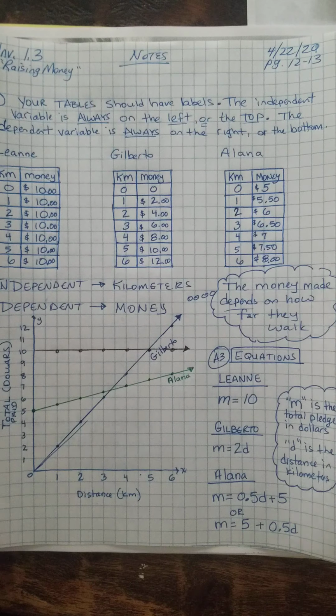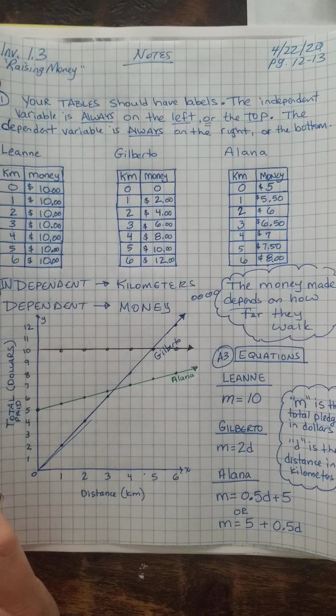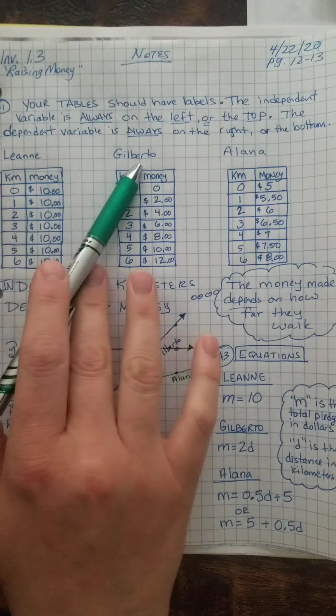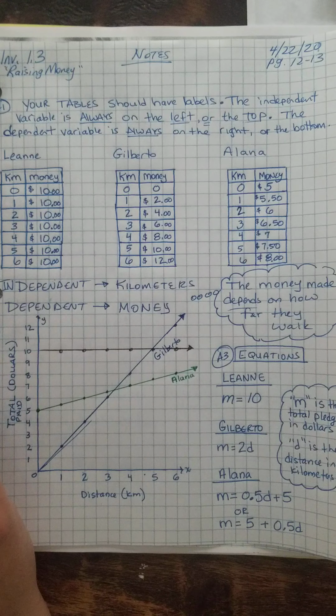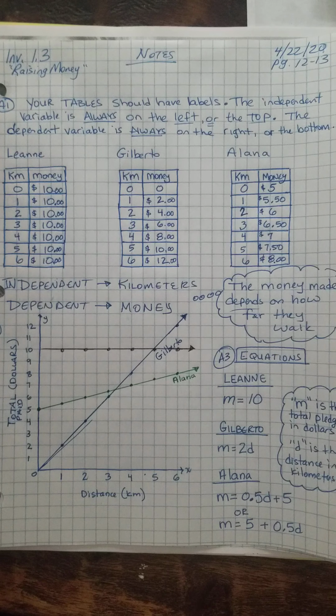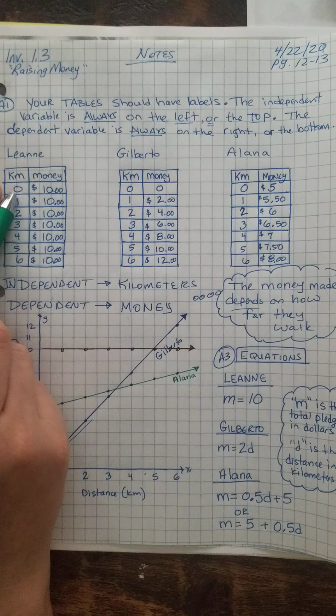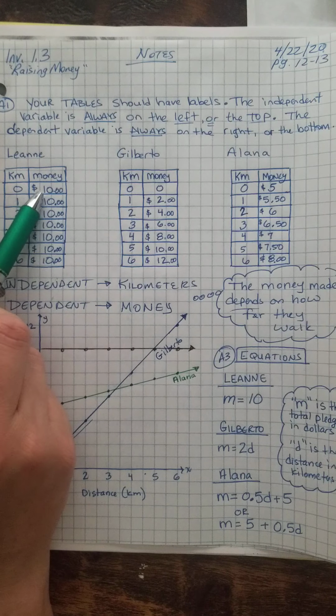So, all right, you've got 3 sponsor levels for Leanne, Gilberto, and Alana. Leanne has a situation where it does not matter how many kilometers she walks, her sponsors are giving her $10 each, regardless of how far she walks. So if she gets injured or something happens, even if she's at 0 kilometers, she's still making $10.